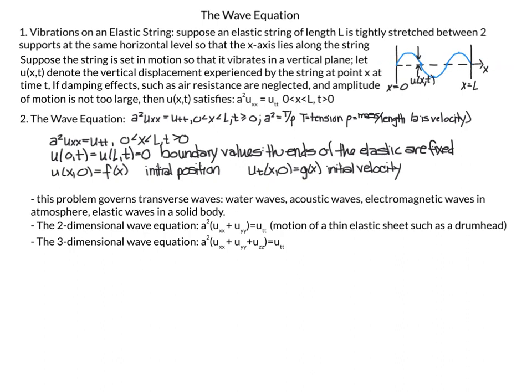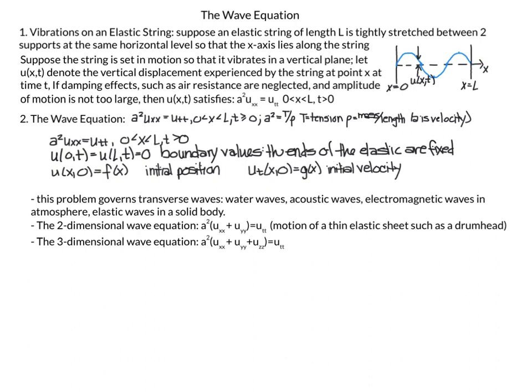So suppose the string is set in motion so that it vibrates in a vertical plane. So now it's set in motion, and we have this vibration at some point t, and it looks like this blue wave. Let u of x,t denote the vertical displacement experienced by the string at point x at time t. So here, for example, at this time t, whatever time this blue curve represents, we can look over here at this value of x and see this vertical displacement u of x,t. So you can see that the displacement depends both on time and also on the distance from x equals 0.